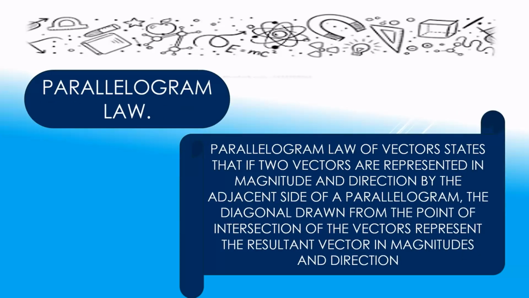Parallelogram law. Parallelogram law of vectors states that if two vectors are represented in magnitude and direction by the adjacent sides of a parallelogram, the diagonal drawn from the point of intersection of the vectors represents the resultant vector in magnitude and direction.